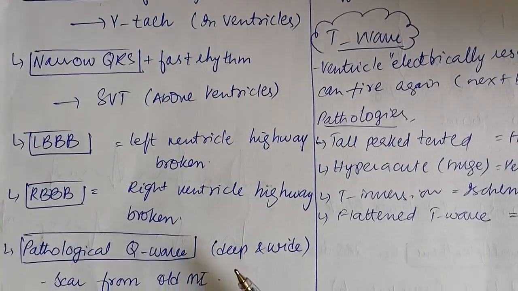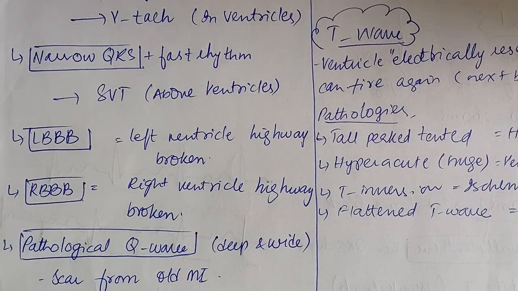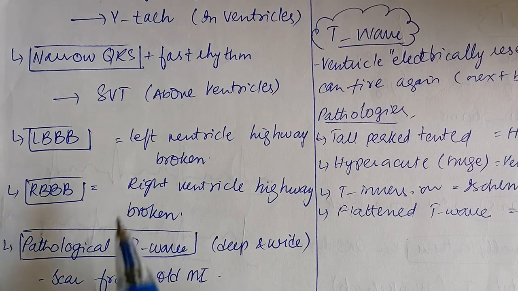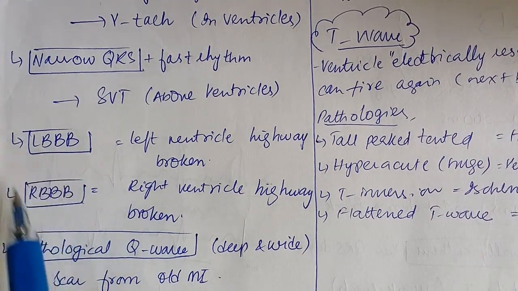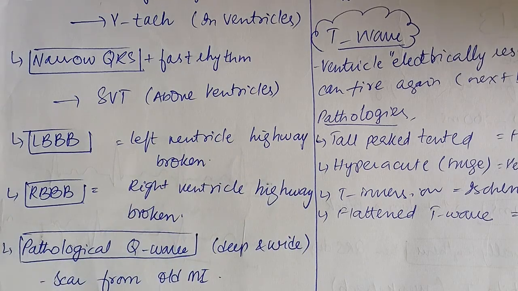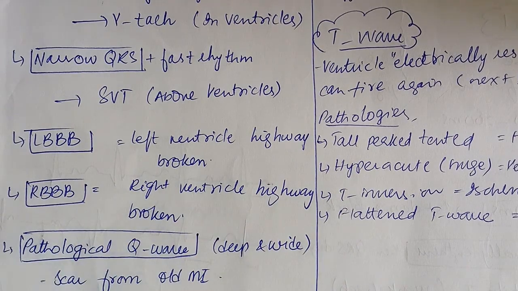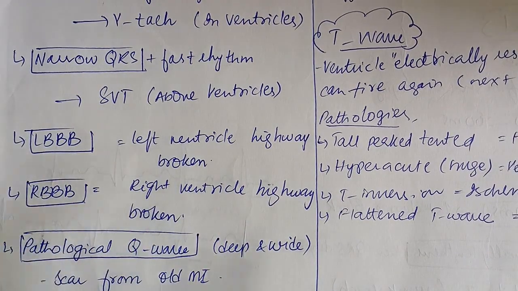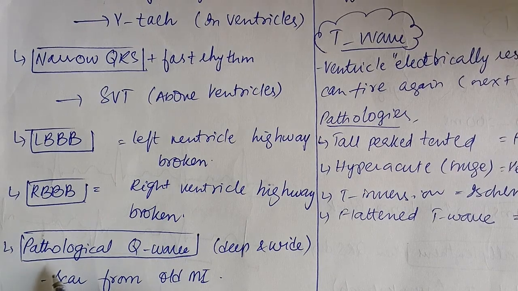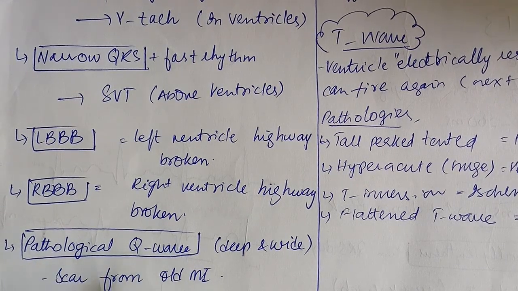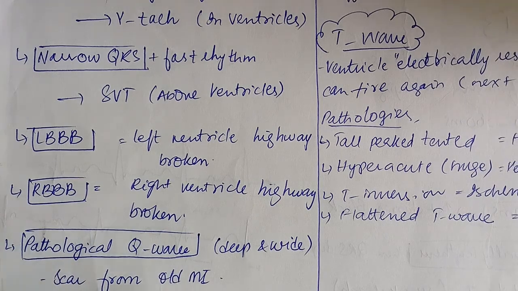Then we have the left bundle branch block and right bundle branch block. These also have a wide QRS complex. Left bundle branch block means the left ventricle's highway is broken, and right bundle branch block means the right ventricle's highway is broken, and we would see axis deviation in these two. Then we have the pathological Q wave. It is deep and wide, and it is usually seen from the scar of an old MI. If you see pathological Q waves, that means that the patient has a history of MI.